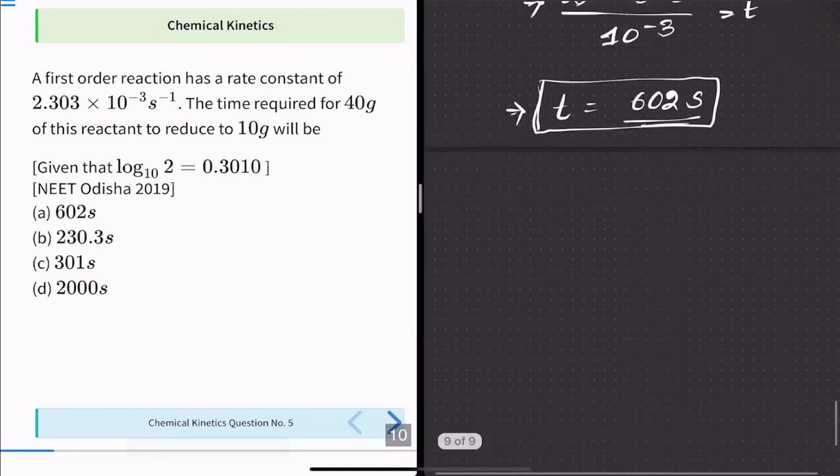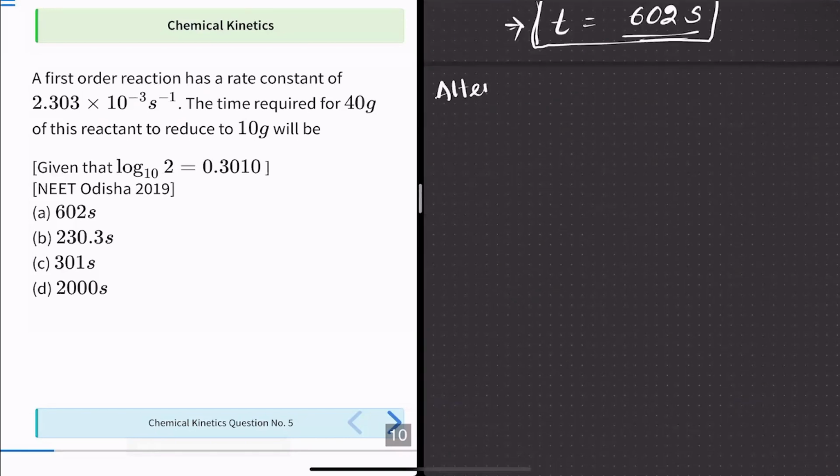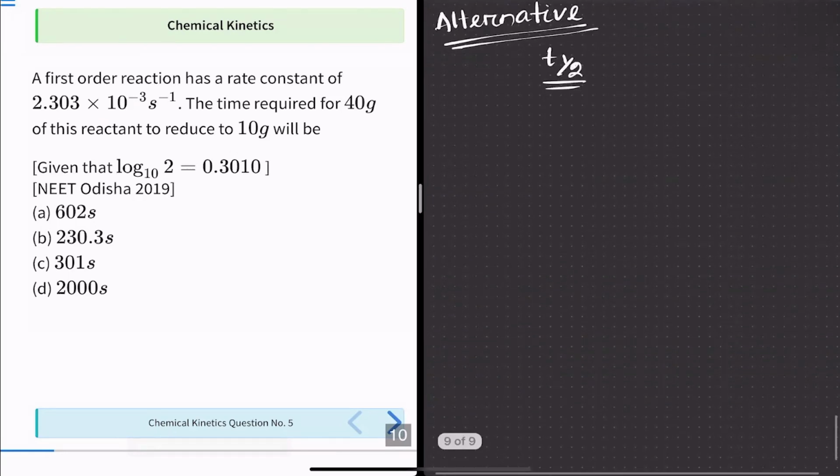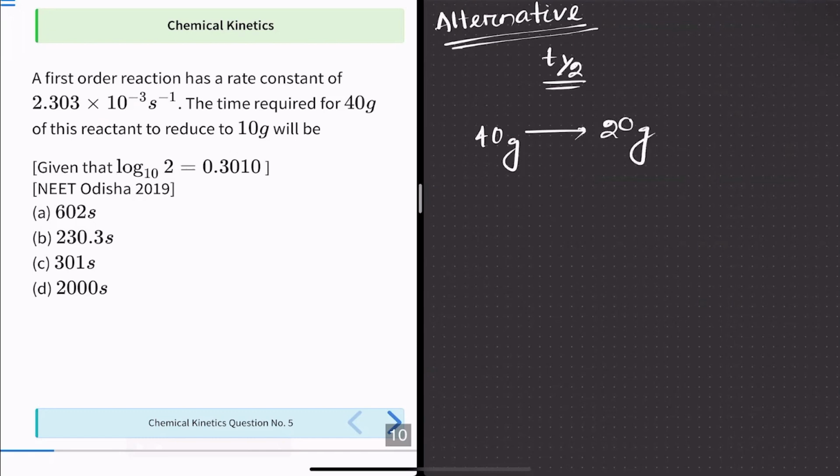What is the alternative way of doing this problem? The alternative would be the method of T half, or half-life. The concentration was 40 initially. Then it would be converted into half, that is 20 gram, and then it would be converted into 10 gram.